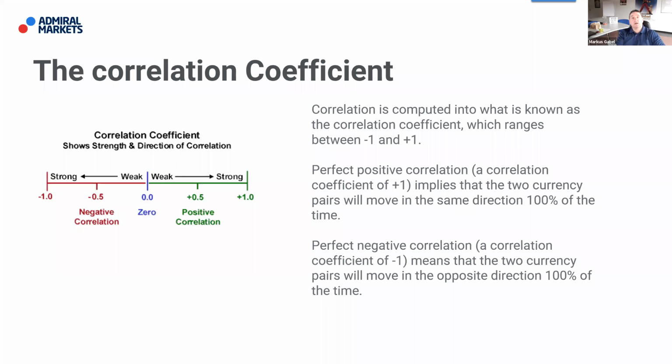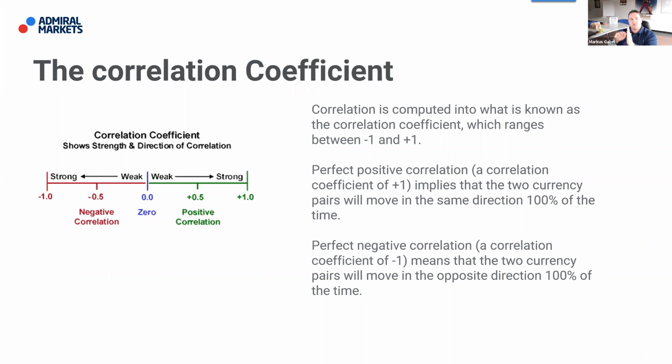On the other side, we have a perfect negative correlation, which means we have a coefficient of -1 or maybe -100 in some tables. That means that the two currency pairs will move in the opposite direction 100% of the time. So this is the so-called coefficient. Either you have +100, or any number in between, or -100, -1, or everything in between. You can see it in the slide on the left side in this picture.